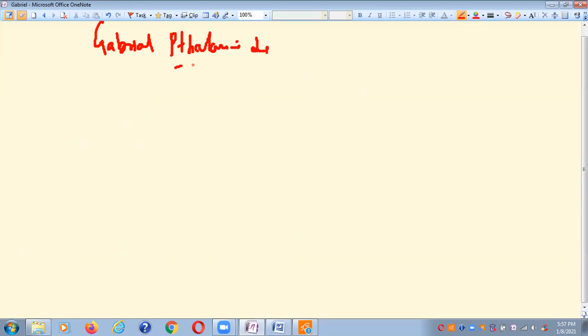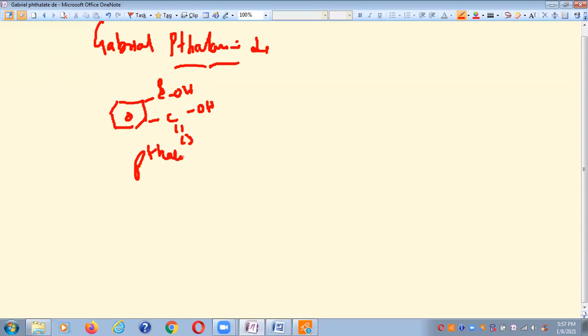So what is phthalic acid? It is an aromatic dicarboxylic acid. This is benzoic acid; if one more carboxylic acid is attached, it is known as phthalic acid. Upon heating, or when treated with an anhydrating agent, we get phthalic anhydride.